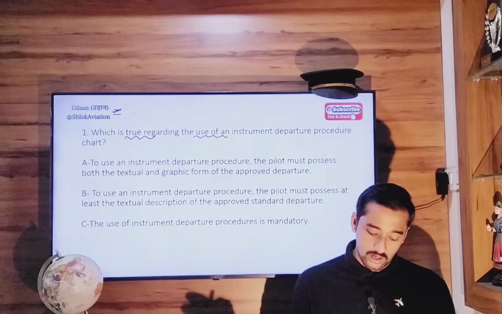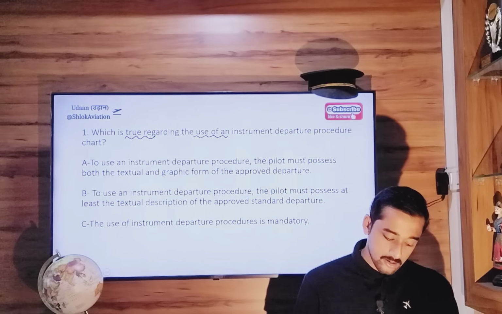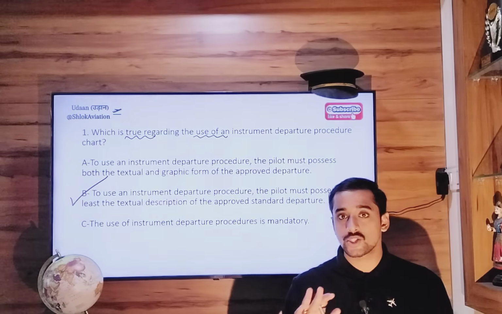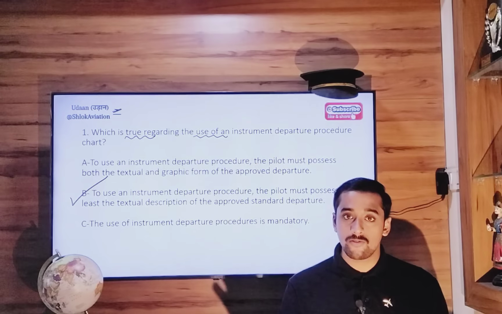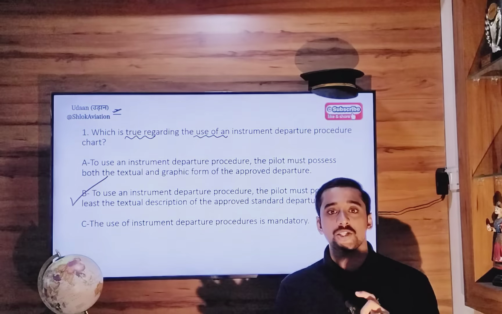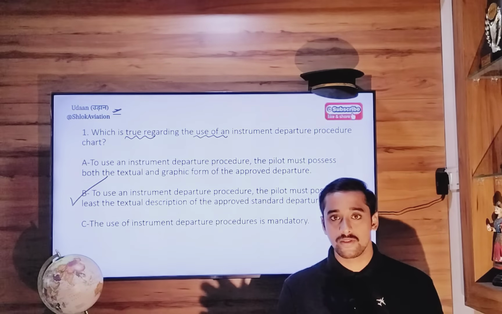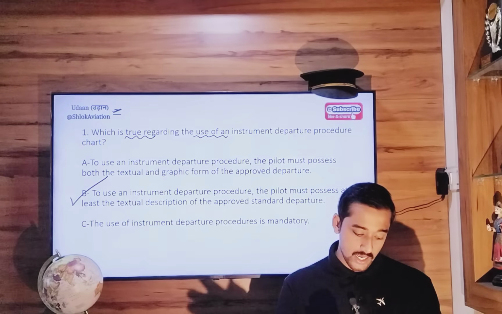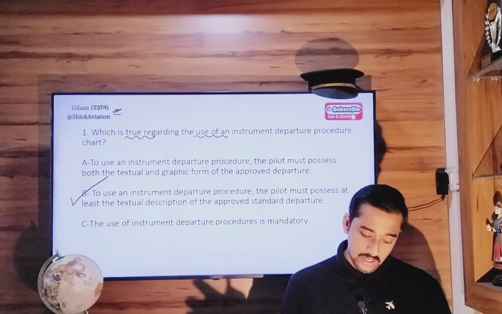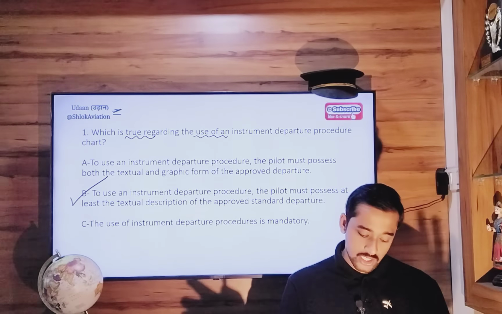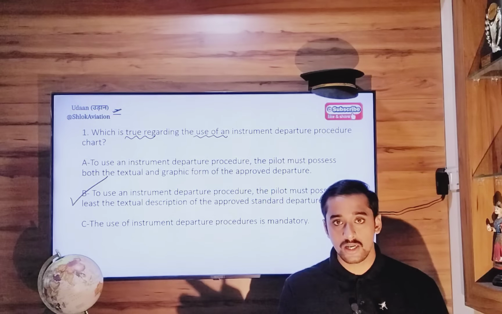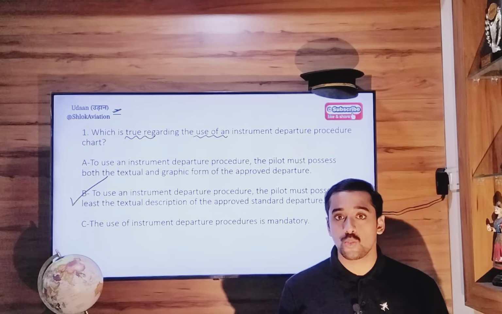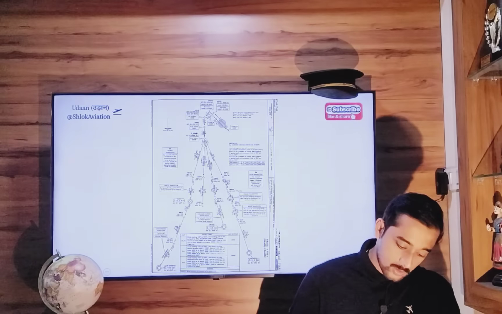Okay, so the correct answer will be option number Bravo. To use an instrument departure procedure, if you want to fly a particular instrument departure procedure, you must be in possession of at least a textual description of that departure procedure or graphical. If you have both, good, but at least one of them must be at your availability. It is not necessary to possess both, but at least one of them. So Bravo is the correct option.